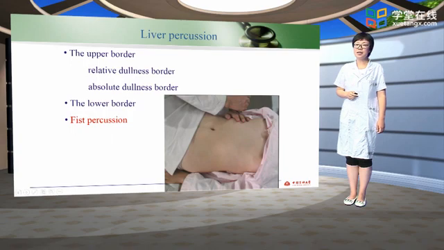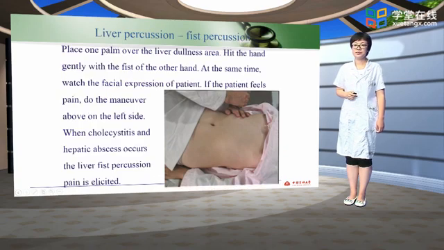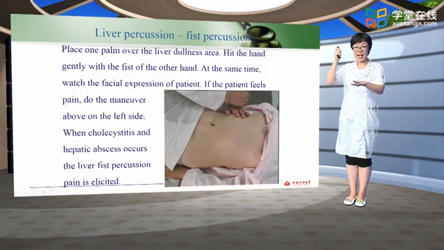There is another important liver percussion method, fist percussion. When cholecystitis and hepatic abscess occur, liver fist percussion pain is elicited. Let's learn how to do it. Place one palm over the liver dullness area. Hit the hand gently with the fist of the other hand.